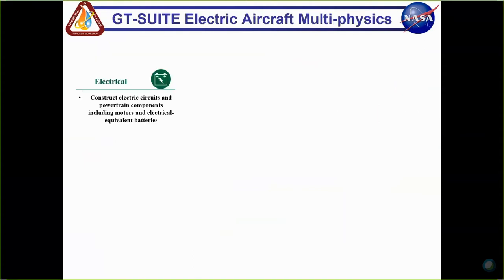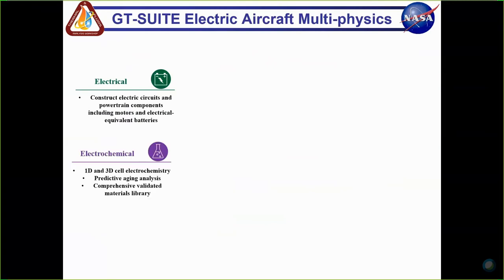And so the presentation going forward here is going to focus on thermal runaway, specifically simulation of the NASA Orion module battery pack. Now, a brief introduction to the GT Suite software platform. GT Suite is a multi-physics simulation platform, and so it can study the physics of different domains, starting with the electrical domain, where users can easily construct electrical circuits and powertrain components, and that includes motors and electrical equivalent batteries and so forth.